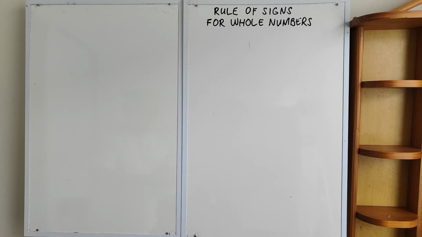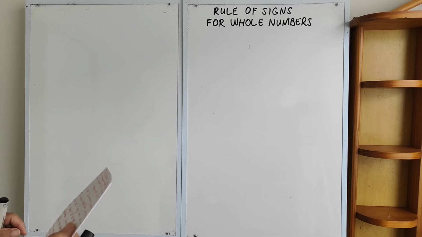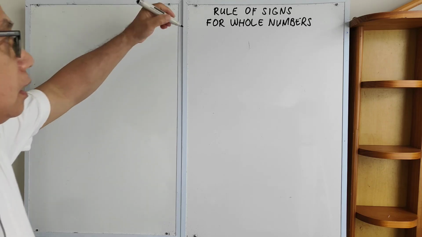So to learn addition, subtraction, multiplication, and division for positive and negative numbers, we need to learn it at the same time. So we'll start with addition.